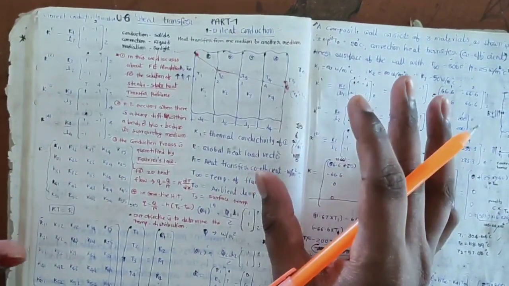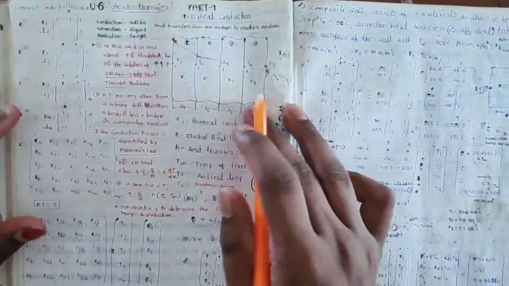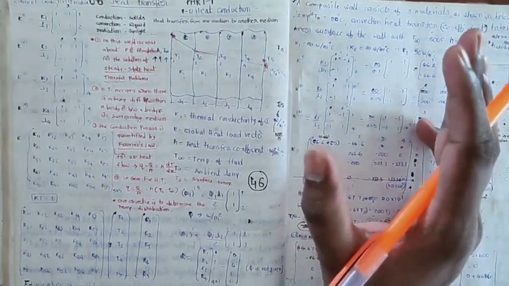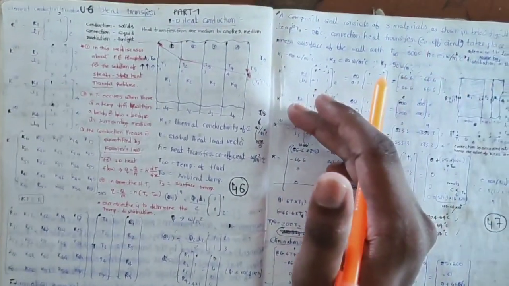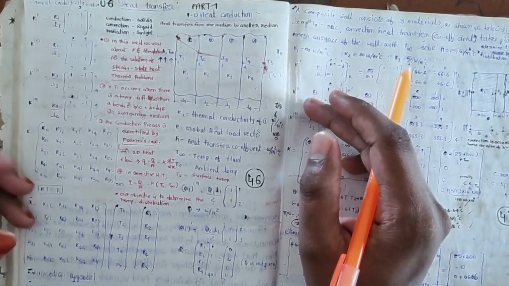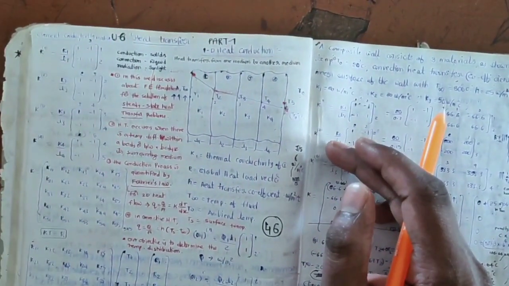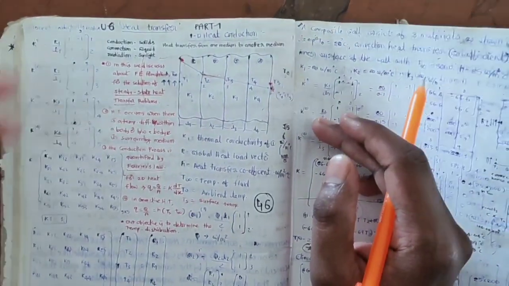Unit 6, part A, steady state heat transfer. As you know, we have heat transfer by conduction, convection and radiation. You know about conduction. Suppose you take a wall: from the outer side to the inner side, the heat will be transferred within the body. That is conduction.